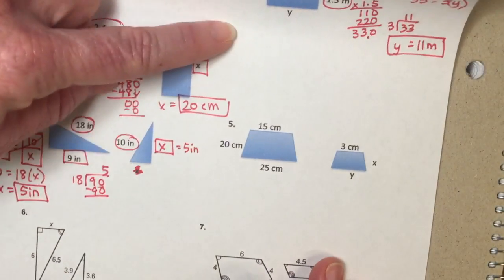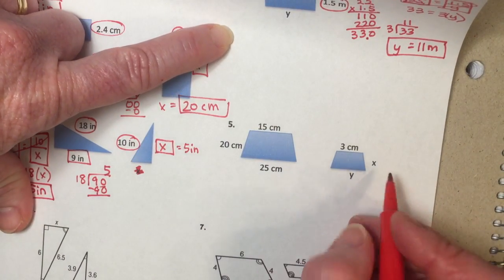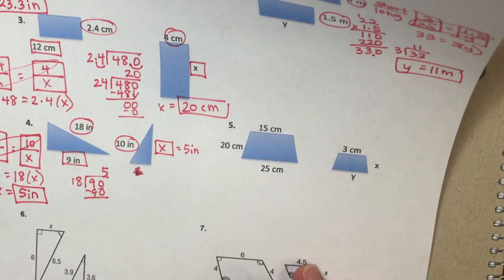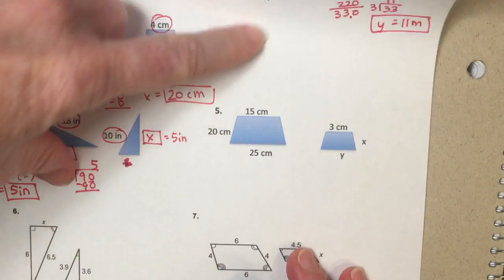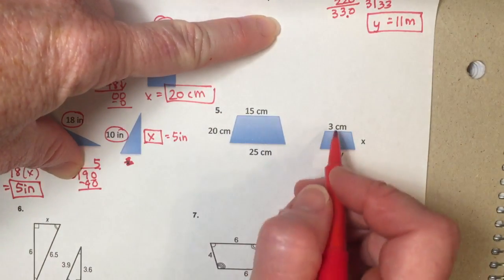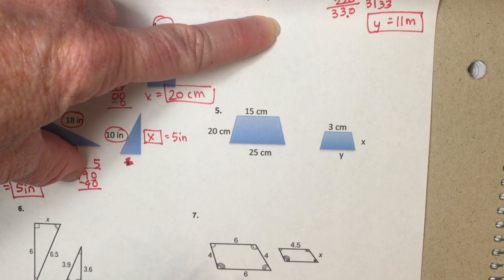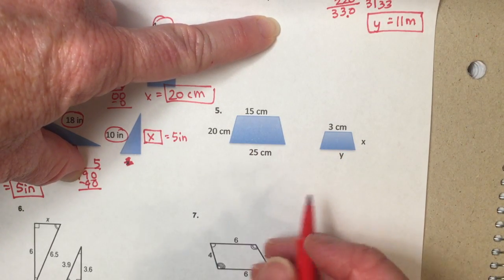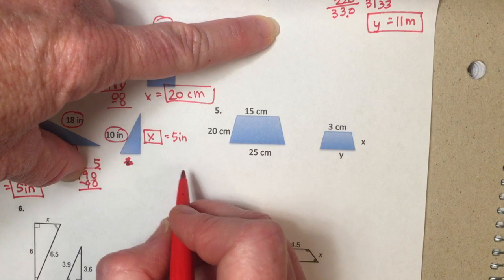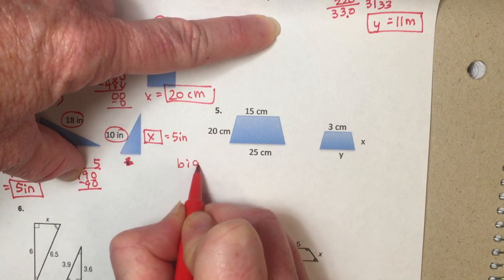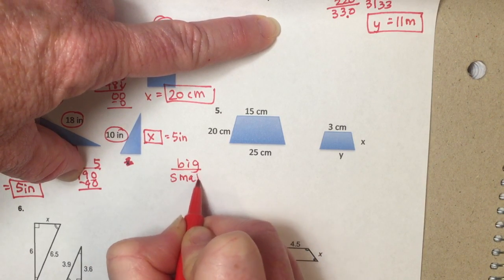All right, on number 5, and this is one of those problems where I'm solving for 2 different things. So that's going to take 2 different proportions. So make sure you're using the sides that are proportional and that you know. So I'm going to call this, let's say, big to small. These are trapezoids, big to small trapezoid.